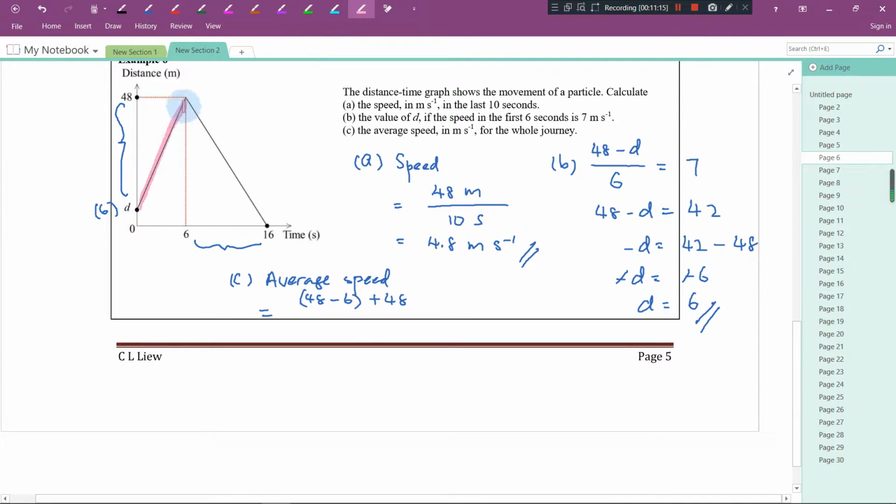From here to here, 48 minus 6, which is equal to 42. And from here to here, 48 minus 0, which is equal to 48. Divided by the total time taken, which is 16 seconds. So this is meter, this is second, no problem. So here will be 42 plus 48 divided by 16. You will get 5.625 meter per second.